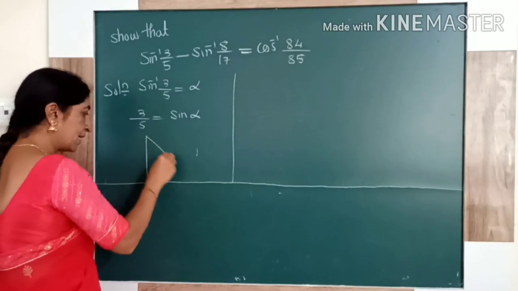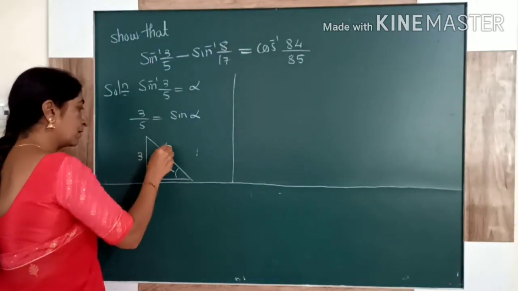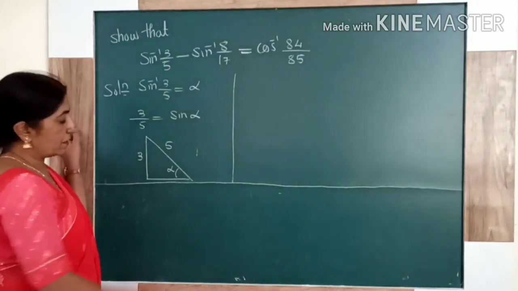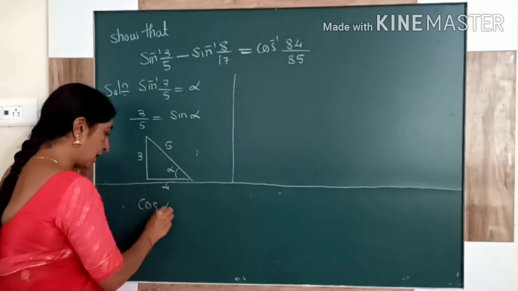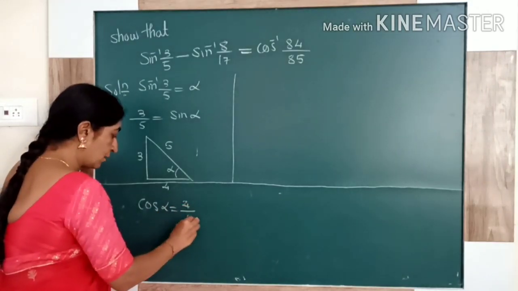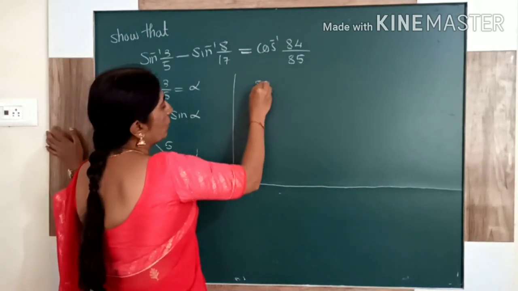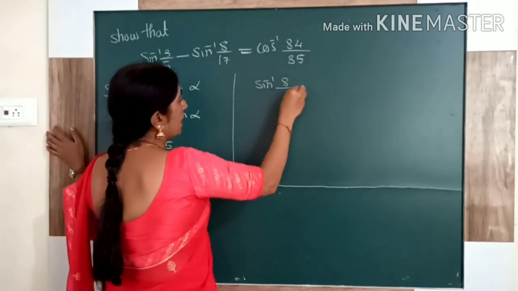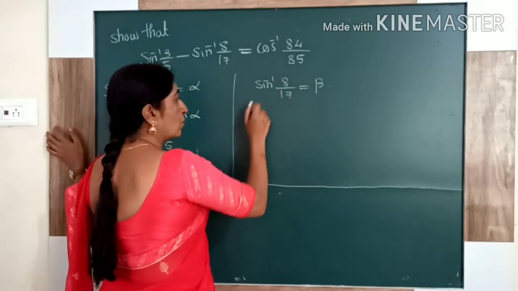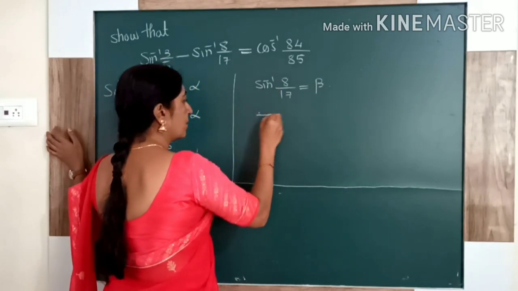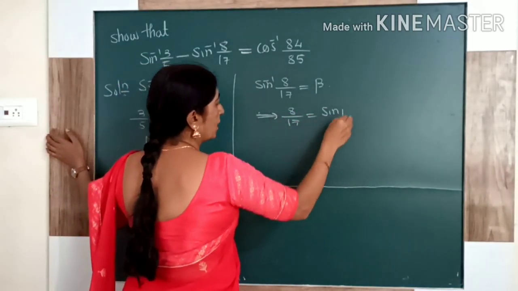Draw the right angle triangle. Again remember the Pythagoras triplets. 3, 5, this should be 4. Write down cos alpha. Cos alpha is 4 by 5, adjacent upon hypotenuse. Now sin inverse 8 upon 17 I am taking as beta, and taking only sin inverse on that side implies 8 by 17 is equal to sin beta.